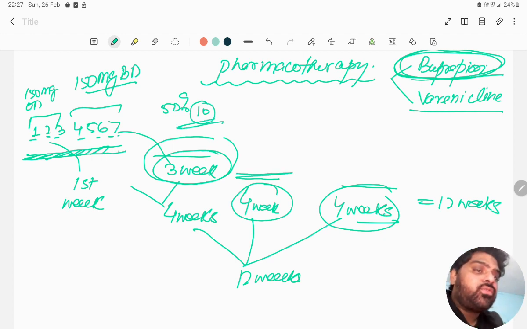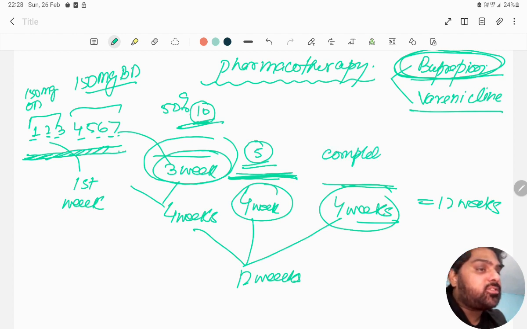In the next four weeks, he has to further remove 50% of the cigarettes from his life. That is, 50% of 10 is 5. So now he will smoke just 5 cigarettes in these 4 weeks. And in the last 4 weeks, there will be complete abstinence.